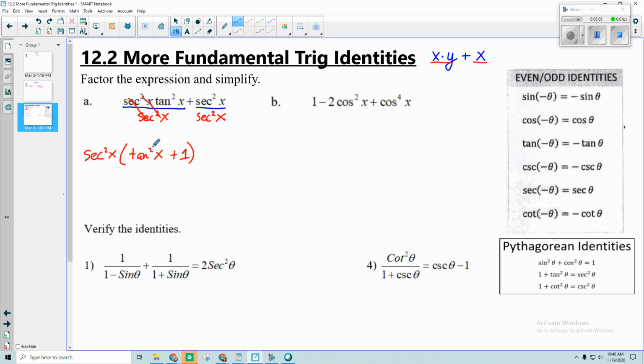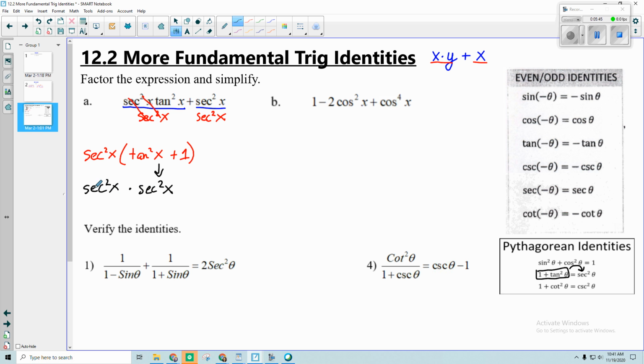And then, because I see that this is tangent squared, my attention is drawn over here to my Pythagorean identities. So I see here that tangent squared, whatever that angle is, plus 1, we can take that and rewrite it as secant squared. So I'm going to take this whole thing here and rewrite that as secant squared x. And then that is being multiplied by this other secant squared x that was the GCF. So I have both of those multiplied together.